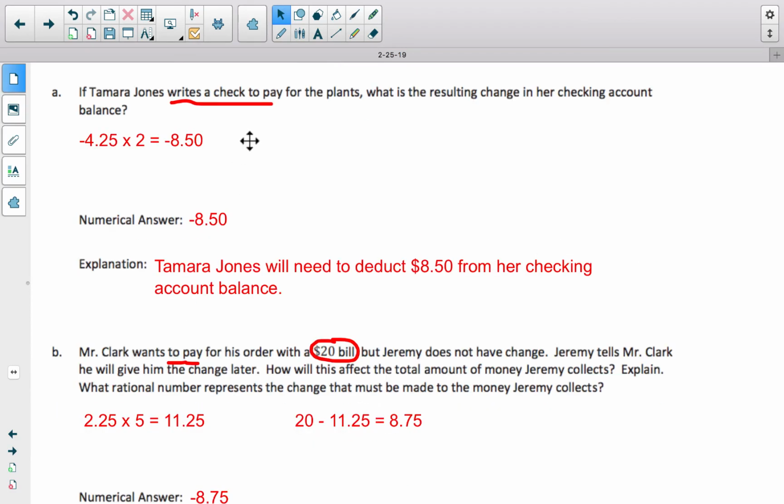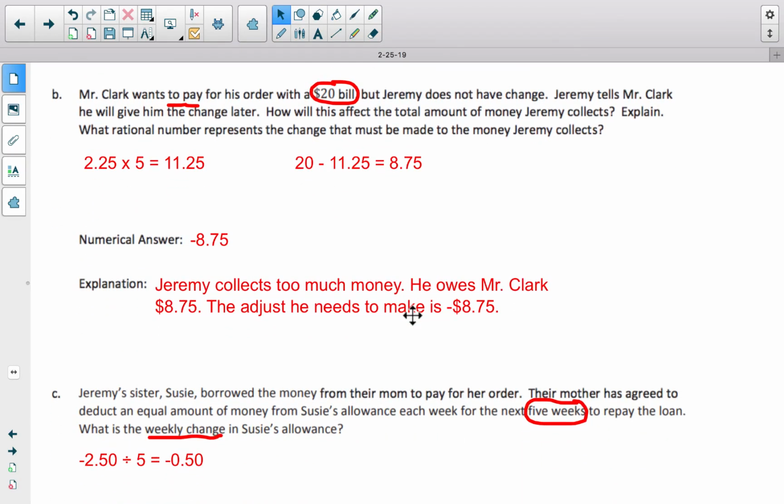And because she's paying a check, she's paying something, it is a negative 850. Now, the explanation just kind of means write it in a sentence, like what does this mean? It means Tamara Jones will need to deduct 850 from her checking account balance, or she will spend 850 from her checking account.